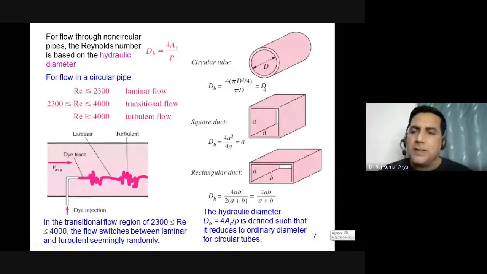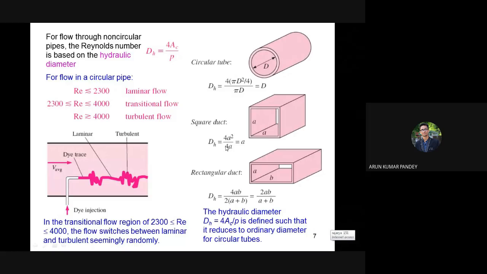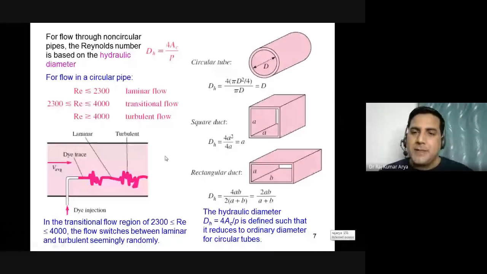By chance, if this pipe is half filled, what will you do in that particular case? Suppose this duct is half filled. What would change in this particular formula? Can anyone suggest? Area and perimeter both will change in that case. In the case of half, the area would become a square by 2, I think, because it will become half.